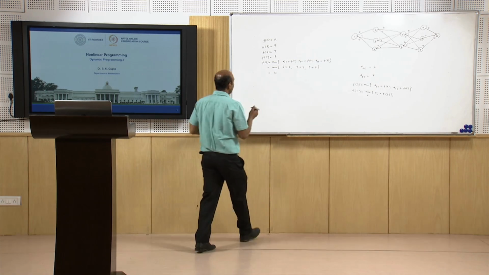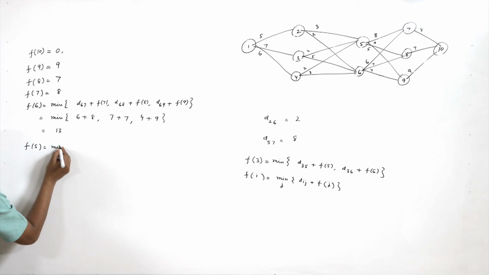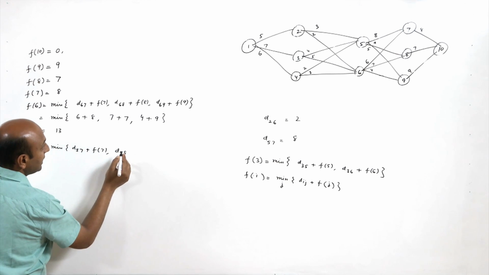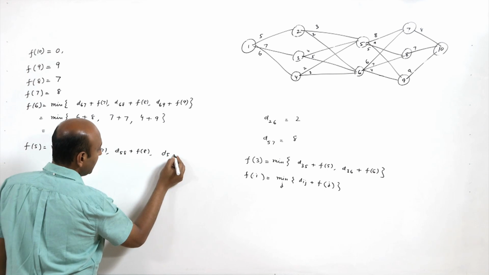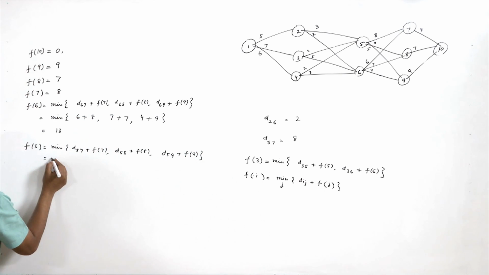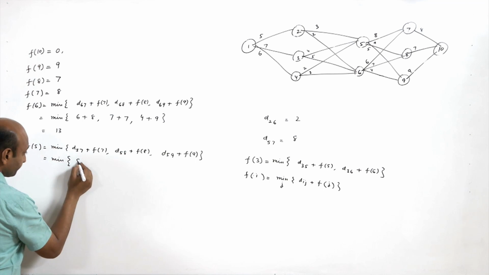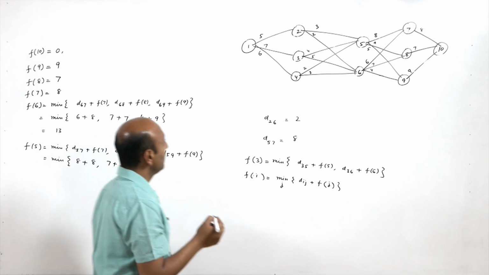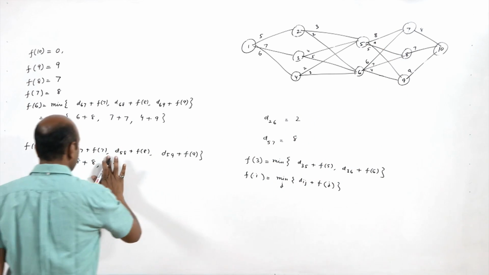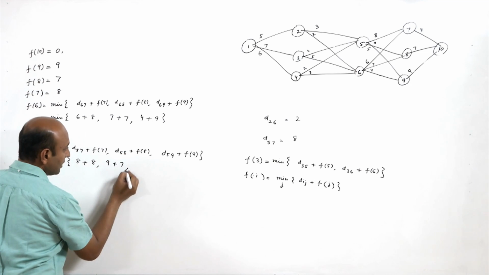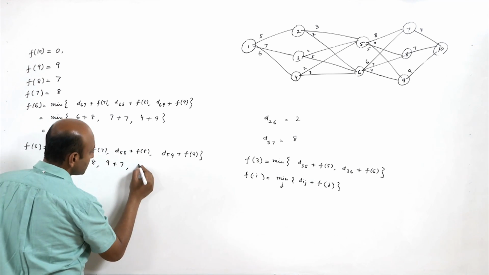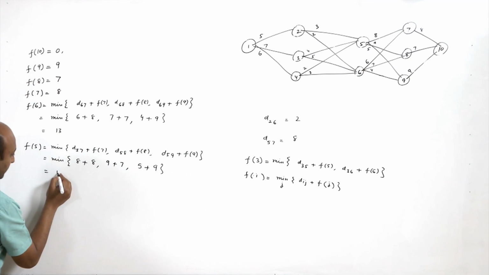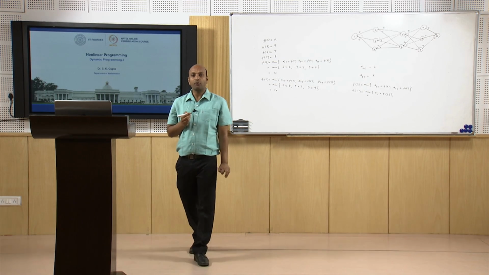In the same way we will move backward, and then we find F5. F5 again will be the minimum of D57 plus F7, then D58 plus F8, then D59 plus F9. That equals the minimum of D57 is 8 and F7 is 8, D58 is 9 and F8 is 7, D59 is 5 units plus F9 is 9. So it is 16, 16 and 14. The minimum is 14. So the minimum distance from node 5 to node 10 is 14 units.